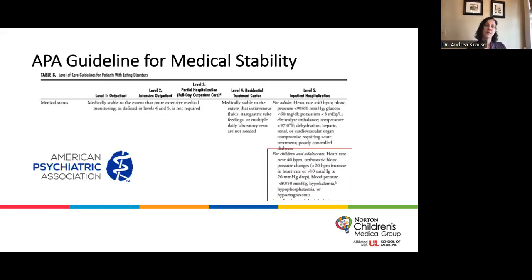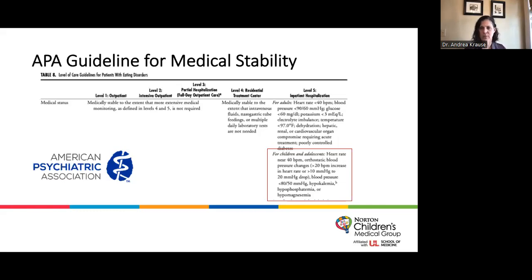And so this is the APA guideline for medical stability, which is referenced in the NEDA levels of care guideline. And in this red box, I've outlined for children and adolescents what they have described as what's considered level 5 treatment, which is inpatient hospitalization for children and adolescents. Heart rate of 40 is what they say.